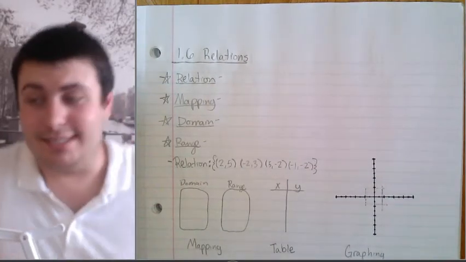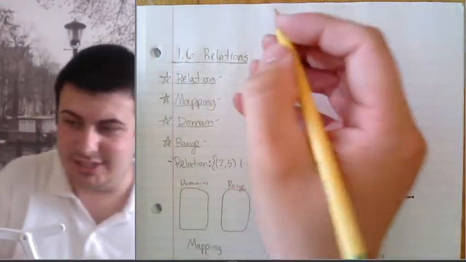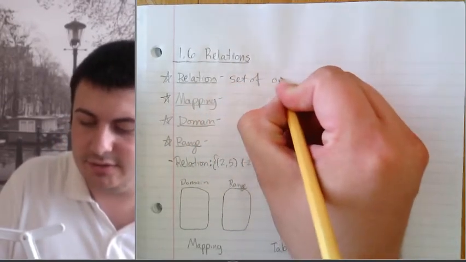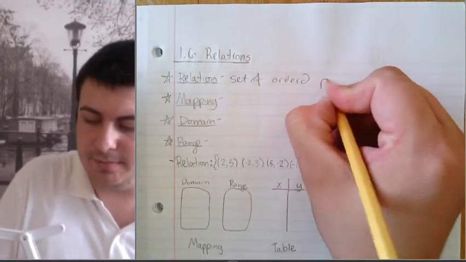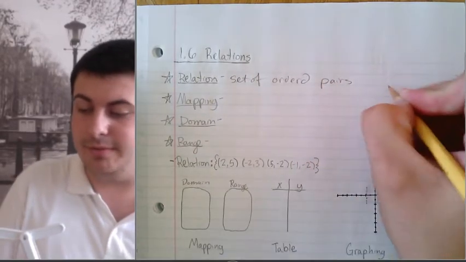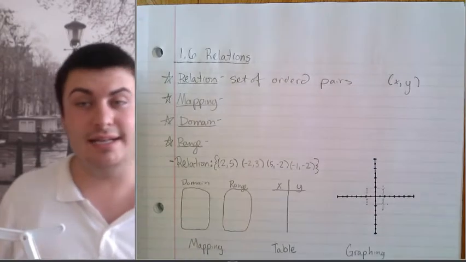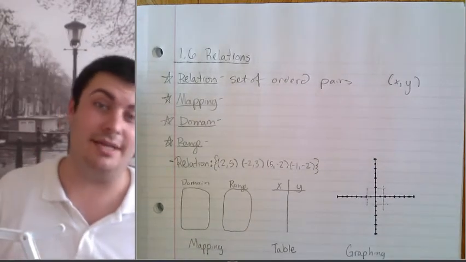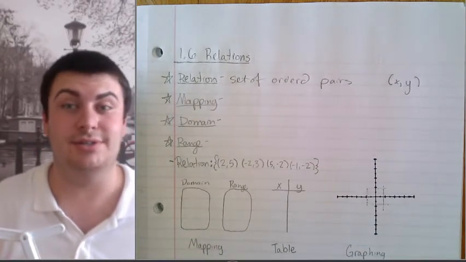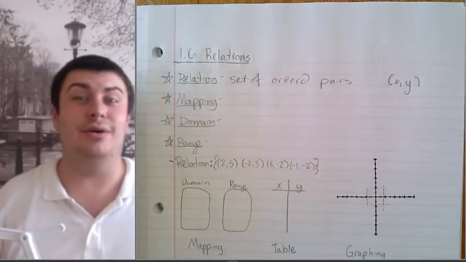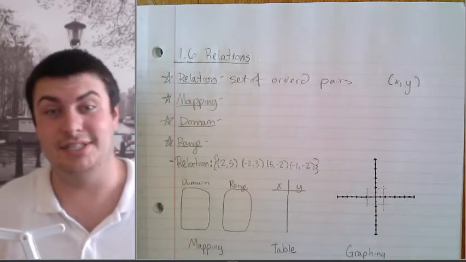All right, let's get started. A relation is a set of ordered pairs. Remember, an ordered pair, or like a point, looks like x comma y, where there's one value, comma, a second value. We're talking about relations, or groups of those sets of ordered pairs. There's several ways we're going to look at illustrating and demonstrating these relations.